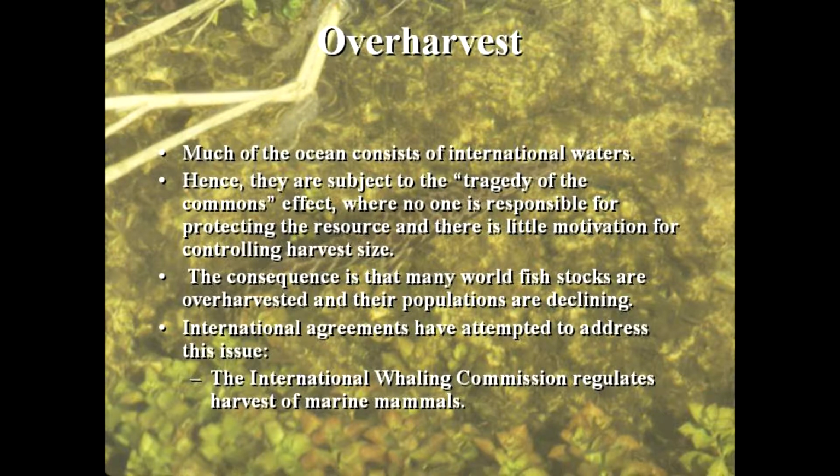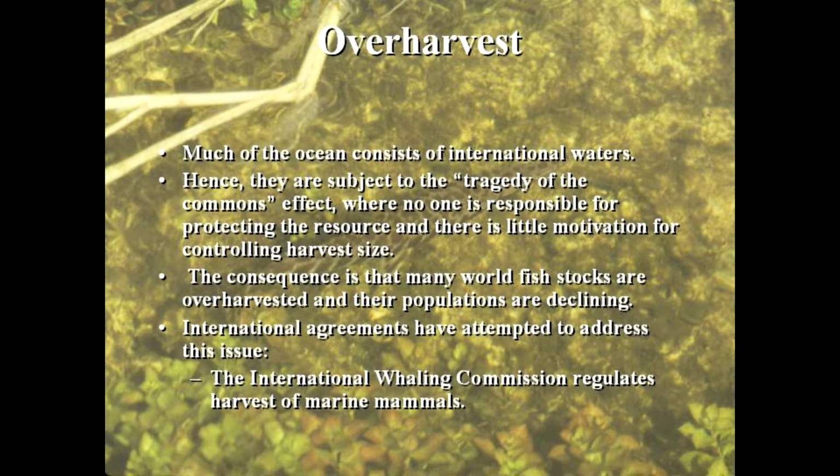And there are nations that don't abide by international regulation, and so it has led to what has been classically referred to as the tragedy of the commons effect, where we have a common area which is available for everyone to use, but no one's really responsible for protecting it, so it tends to get overused.